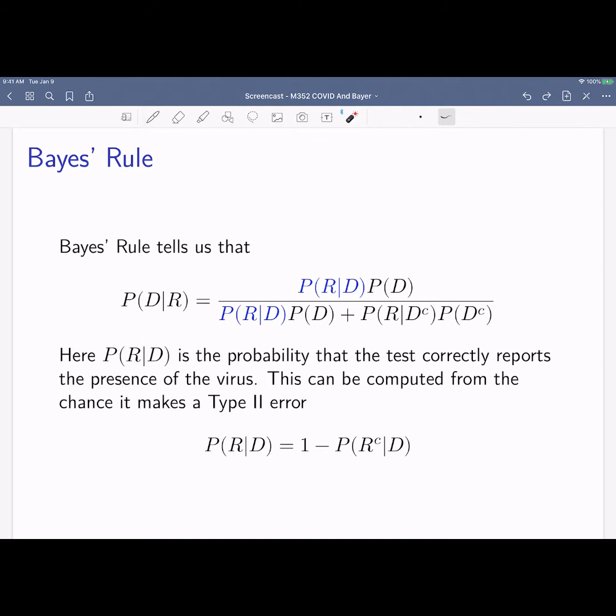So this is related to type 2 error in the following way. The probability that the test is positive given you have the virus is going to be 1 minus the probability the test is negative given you have the virus. So if everybody who has the virus, that space can be partitioned into those who test positive and those who test negative because our test is binary. All right, so this first term down here is related to type 2 error.